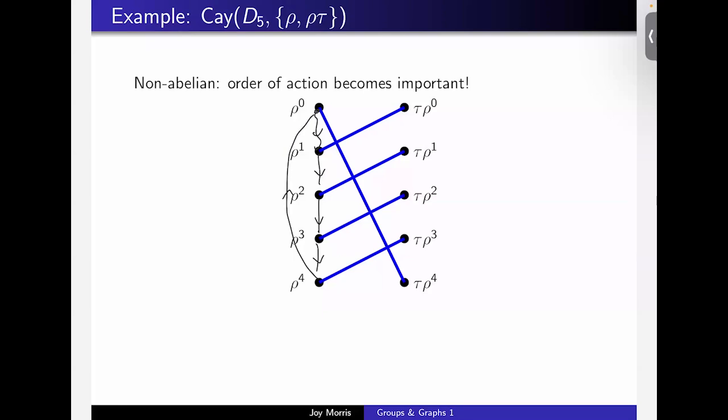And on the other half, because tau inverts rho, they go this way. For example, when I multiply tau rho to the 0 by rho on the left, I get rho tau rho to the 0, which is just rho tau, but that is tau rho inverse, which is tau rho to the 4th. So I get an arc going from tau rho to the 0 to tau rho to the 4th, and so on.